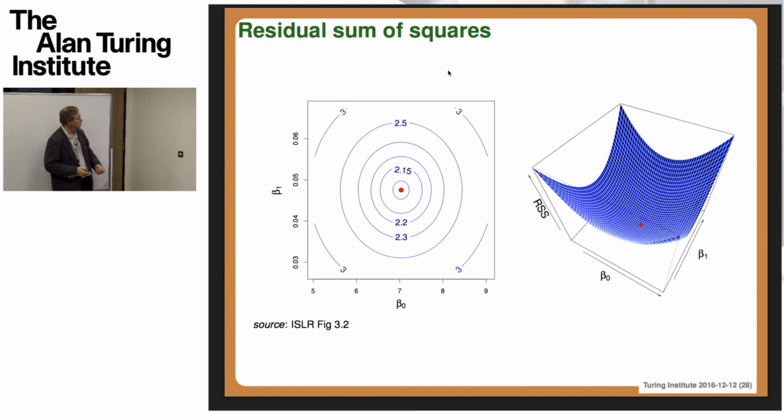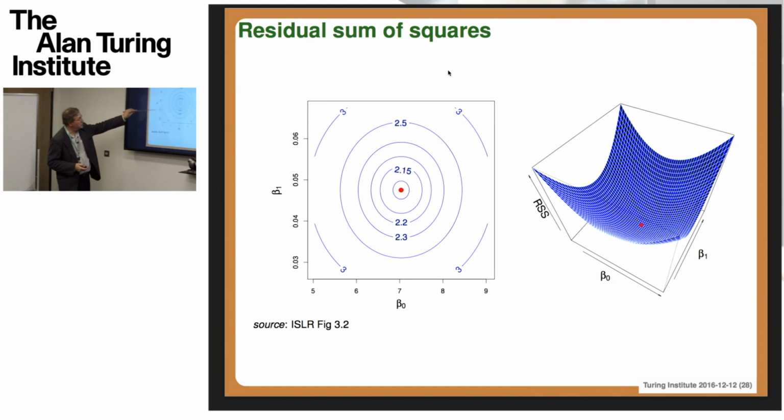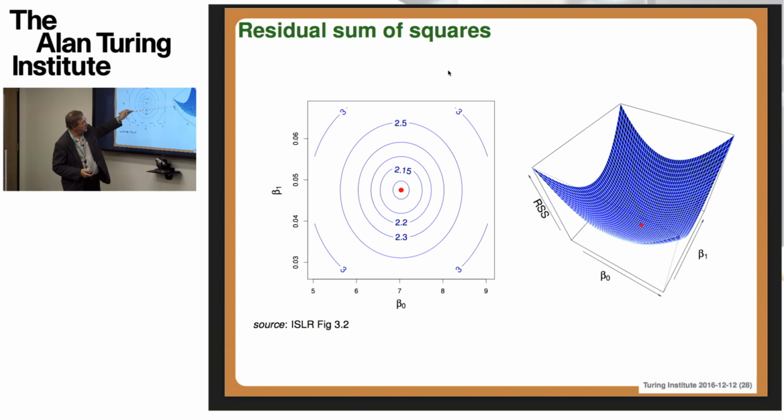And what is it doing? Well, if this is the contours of this function here, which is the residual sum of squares for parameters beta naught and beta 1, then what you're doing is finding this red dot here at the minimum of this convex function.